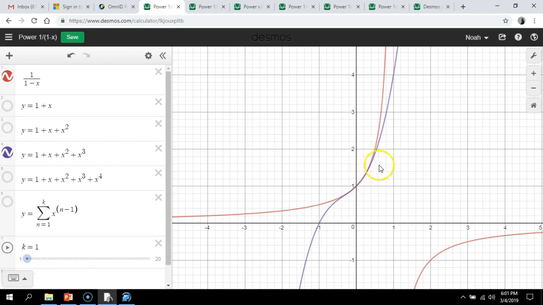Everywhere else it won't be perfect, but it'll be close. Let's add another term. If we add the fourth term, notice how much better we're getting already. And what you can do with Desmos, which is pretty cool, is write it in sigma notation, and I have it going to k. So right now, I've got it at k equals 1, which is just a horizontal line.